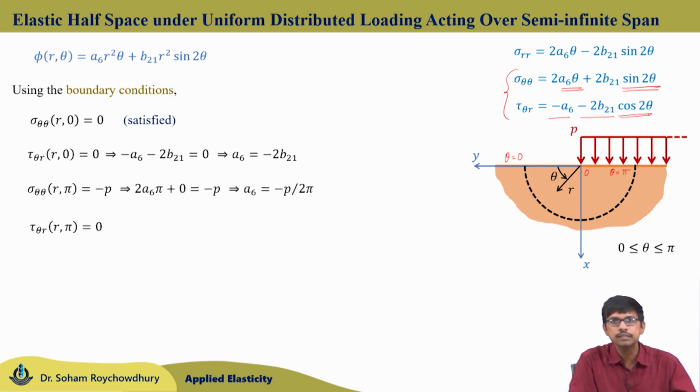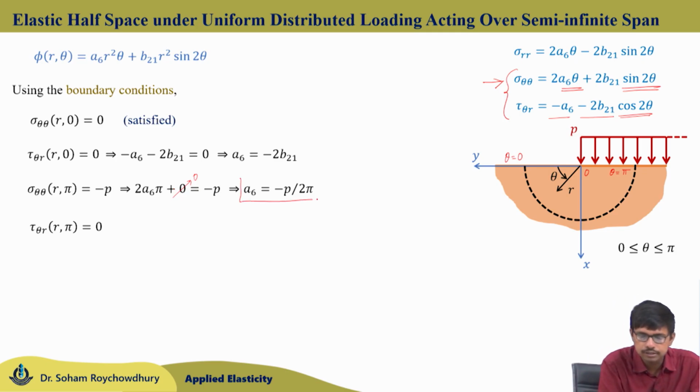From the third boundary condition, sigma theta theta at theta equals pi is minus p. Substituting theta equals pi in the sigma theta theta expression, it would be 2 a6 pi plus 2 b21 sin 2 pi. Since sin 2 pi is 0, this term goes to 0, and this should equal minus p. From that we can get a6 to be minus p by 2 pi.